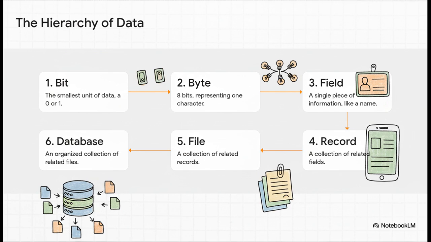Bytes combine to form a field, like a name. Put related fields together and you get a record, like a full contact in your phone book. A bunch of records becomes a file, and an organized collection of files is a database. It's kind of amazing. Every single thing you see on a screen is just built from billions of those simple little on or off switches.